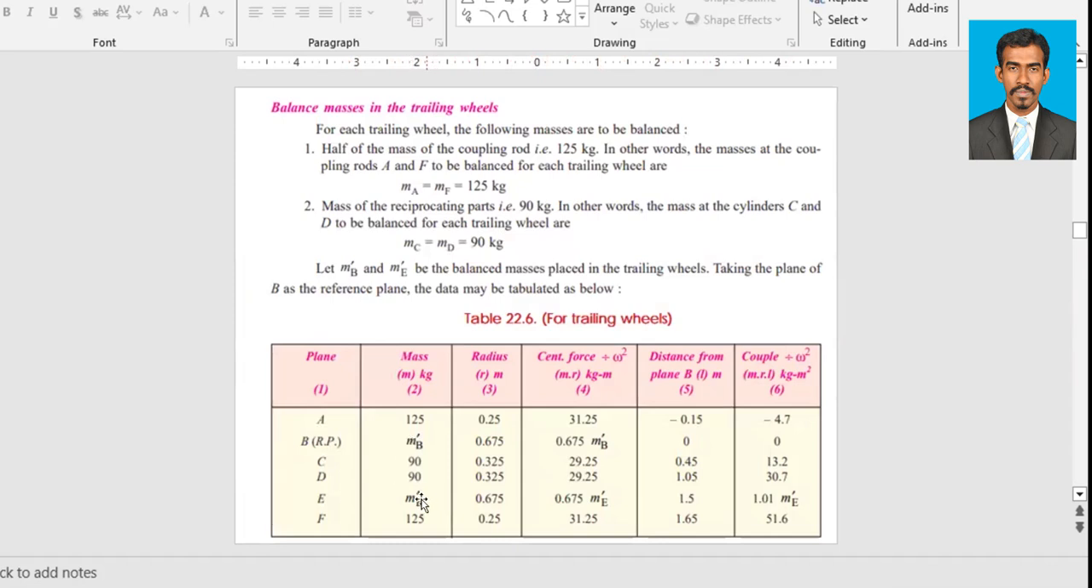Except for that, you can use any other terms. So here we are using m dash b and m dash e. Okay, similar procedure, right? First we will fix the planes. We have 6 planes, A, B, C, D, E, F, right?